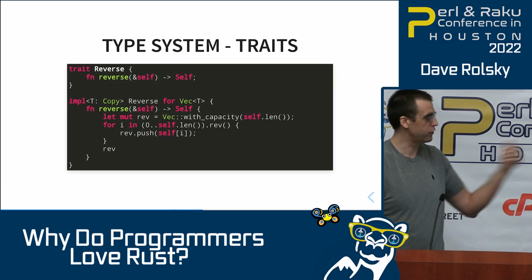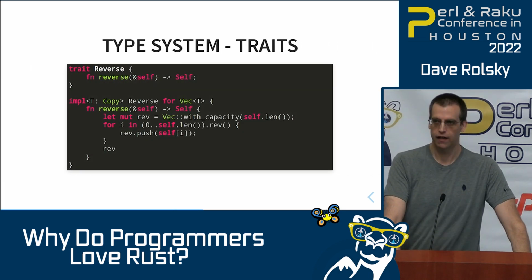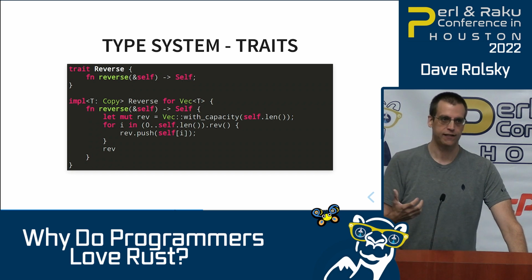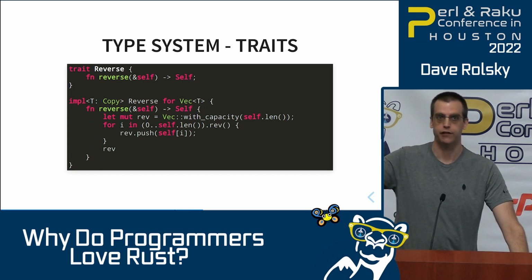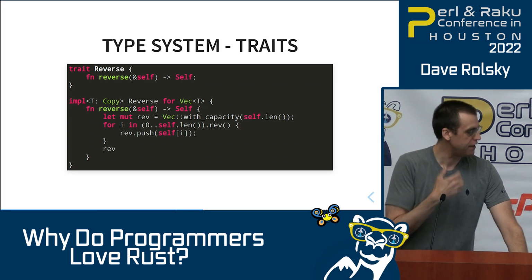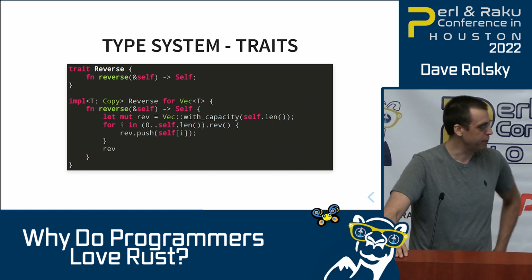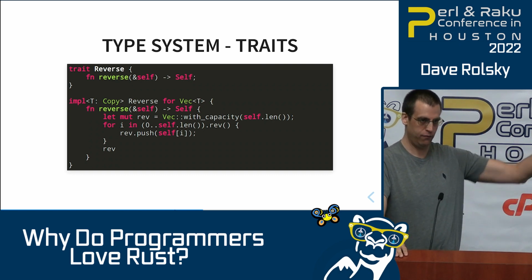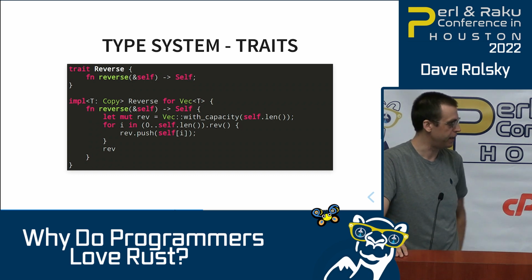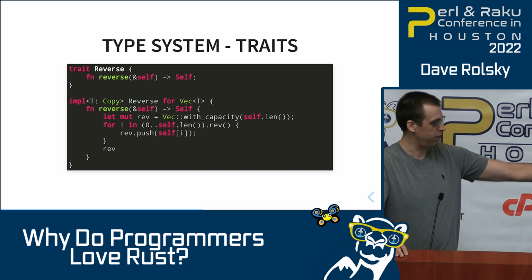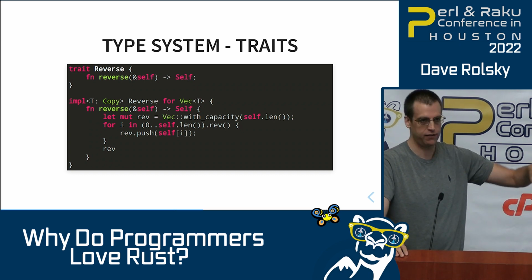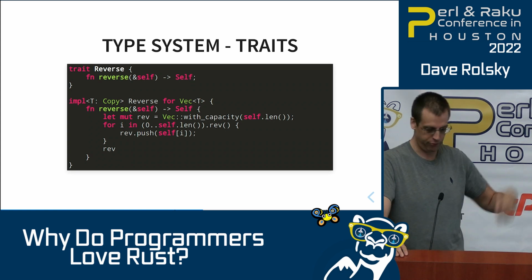We can also define our own traits. So we have a trait called Reverse. It takes a reference to self and it returns Self, so whatever type that self is. And then we can implement Reverse for a Vec. Again, we can implement our traits for foreign types. And we implement it, we make a new vec, we push a bunch of stuff into it in reverse order, and then we return the new vec.